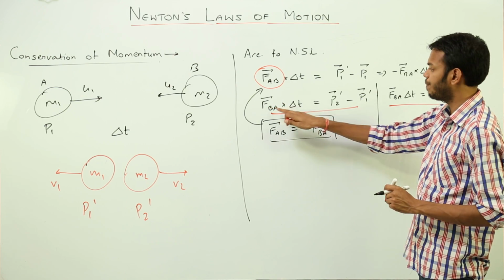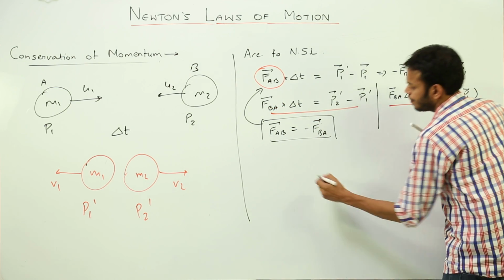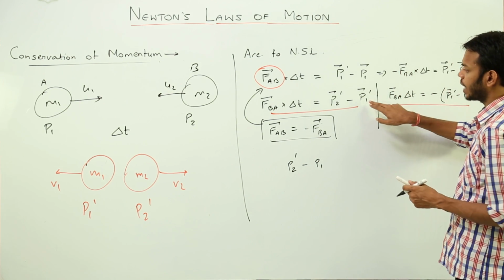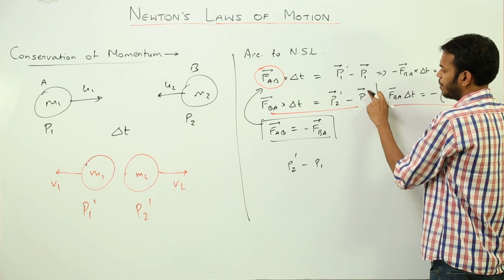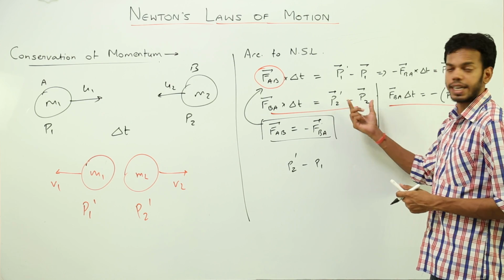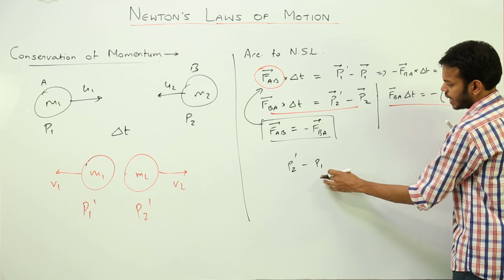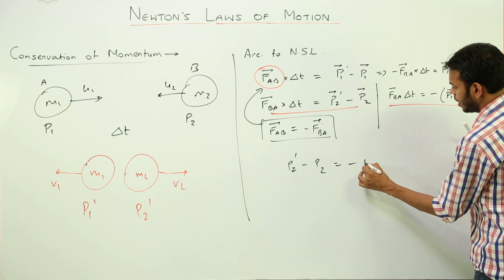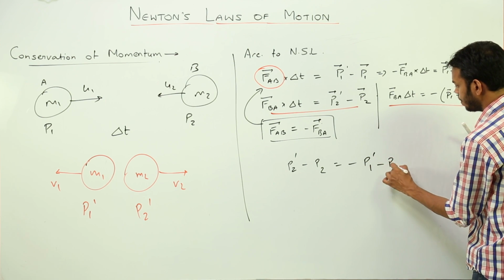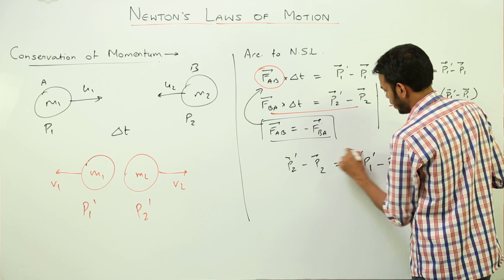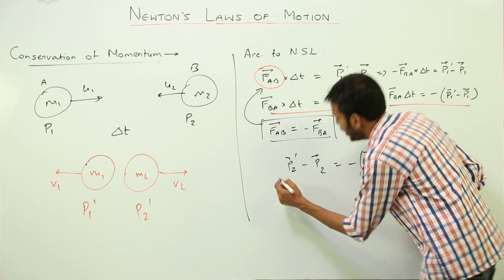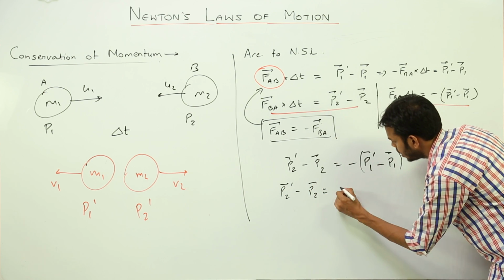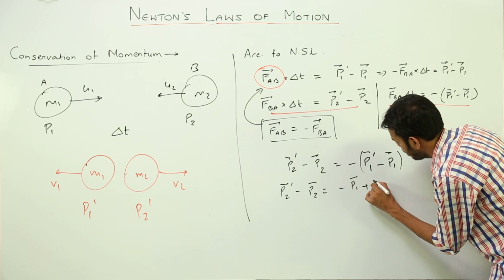Both sides LHS is same, F_BA into delta t, so the RHS has to be equal. So P2 dash minus P1, it should have been P2, right? P2 minus, should have been P2. Yeah, change in momentum of the second body. So P2 dash minus P2 is equal to this thing, negative of (P1 dash minus P1), right? All in vector form. So here I get P2 dash minus P2 is equal to minus P1 dash plus P1.